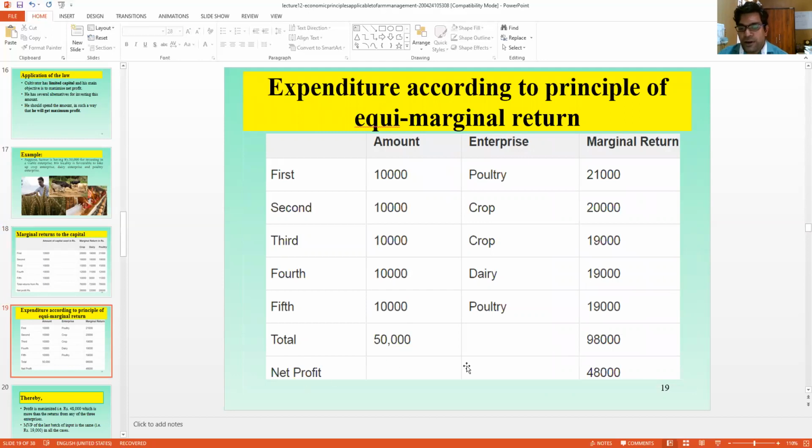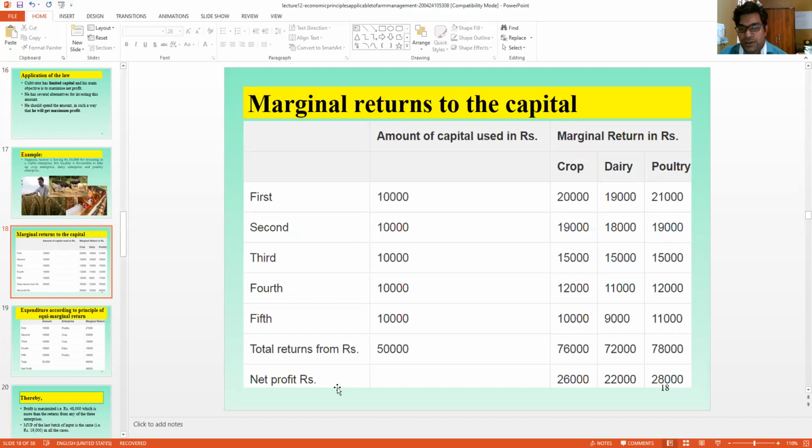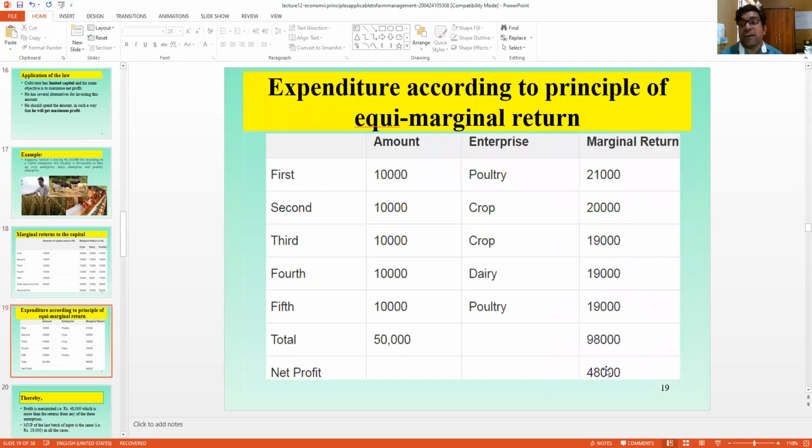So we have marginal return 98,000, net profit 48,000. Here the net profit the farmer obtained is 26,000, 22,000 and 28,000. Here net profit is 48,000. So the farmer can maximize his net profit when he allocates his limited resource in such a way that the MVP of the last unit is the same as the previous unit. You see, this is the last unit, right? 10,000. Sorry, 10,000. The MVP of the last unit, 19,000, is more or less equal to the MVP of the previous unit.